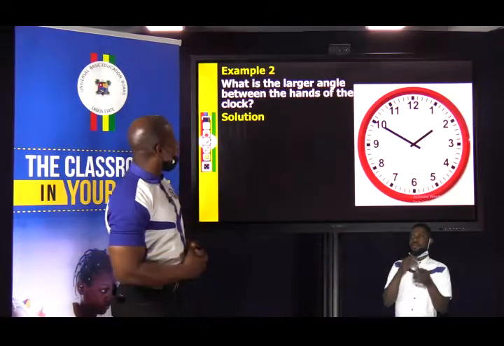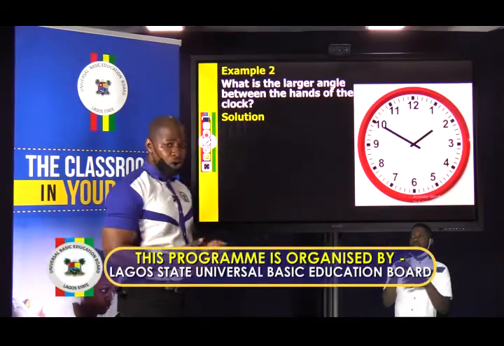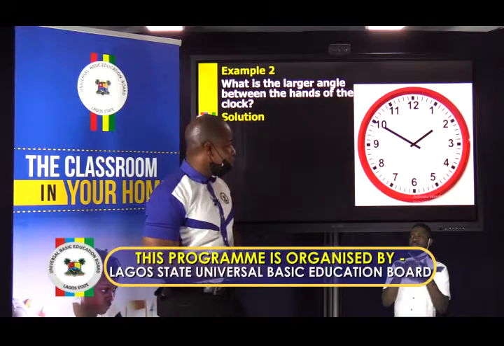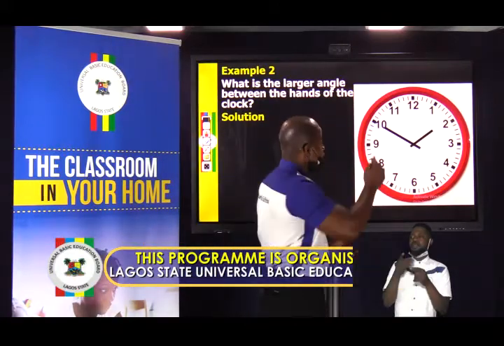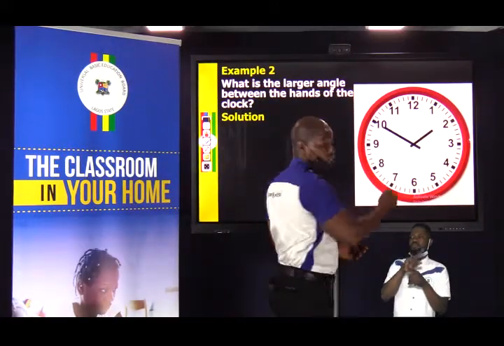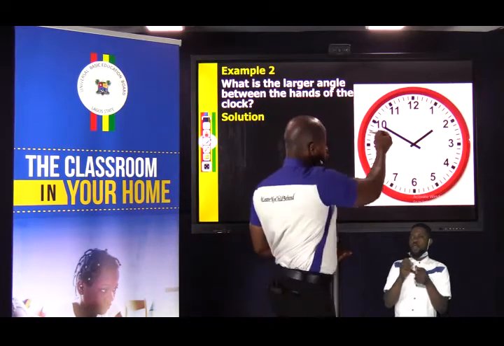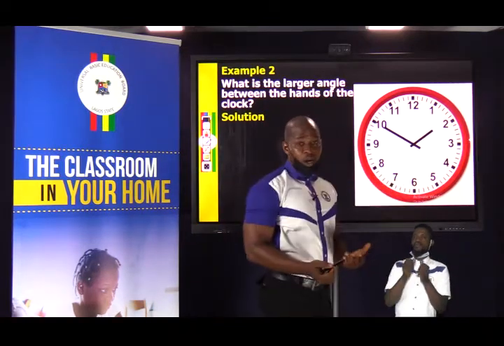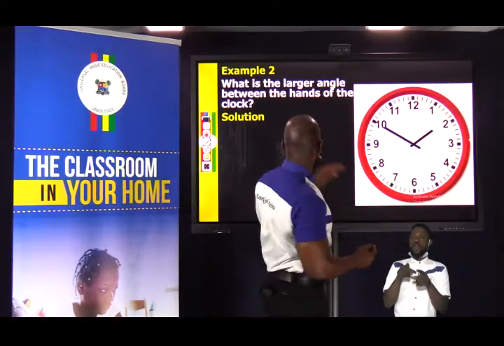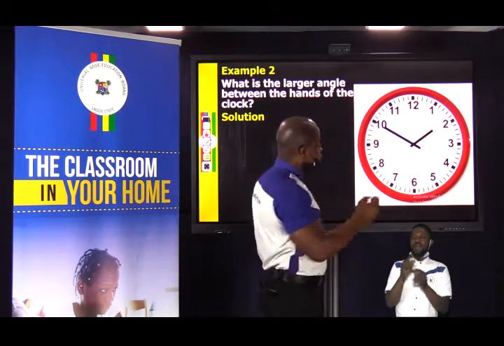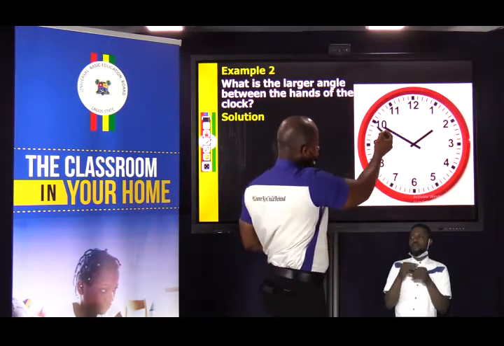What is the larger angle between the hands of the clock? This one is talking about the larger angle, and that's because there are 2 angles. It's either this line moves this way, which is the short way, or this way, which is the long way, or the long angle. So this is asking for the larger angle, and that means you have to move the long way. How many spaces?